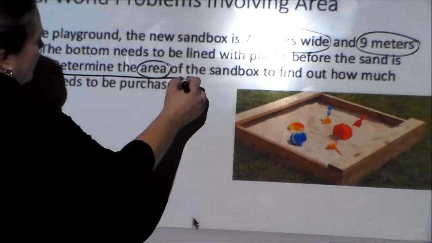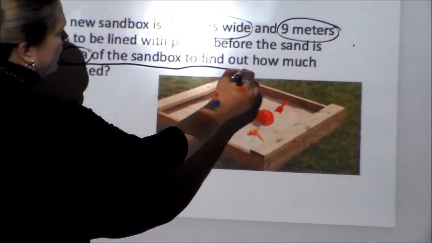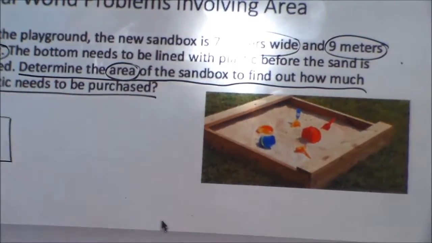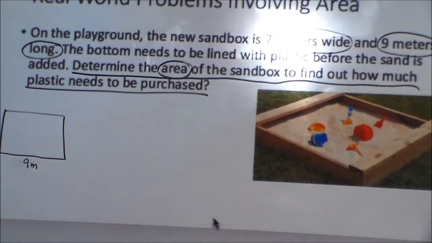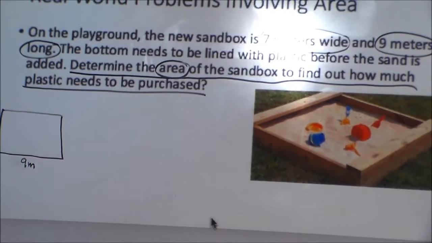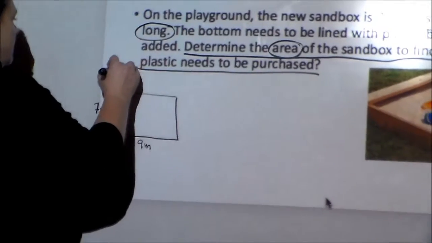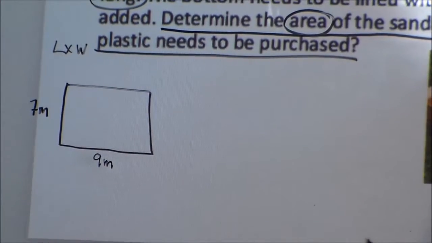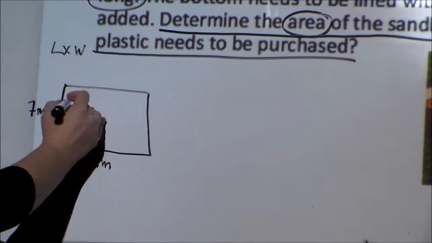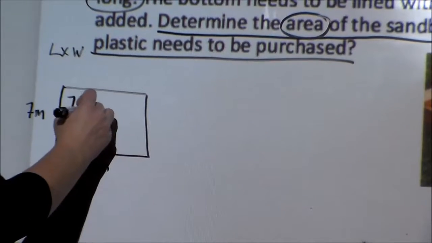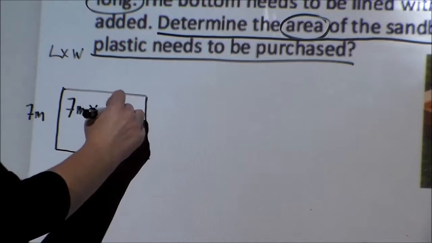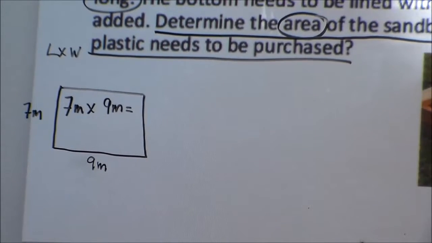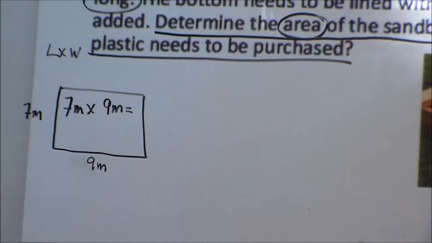Determine, it's telling me what is the area of the sandbox so I know how much plastic to buy. So we keep rephrasing it in my head so I've got it straight. Well, that's area, and I know that area is length times width. All right, so to find the area of this, I'm going to multiply 7 meters times 9 meters. But now I'm stuck because I don't know my 7s very well, and I definitely don't know my 9s yet.